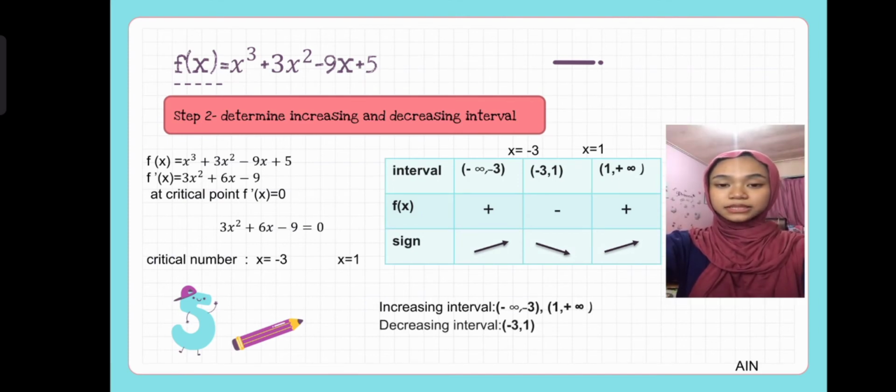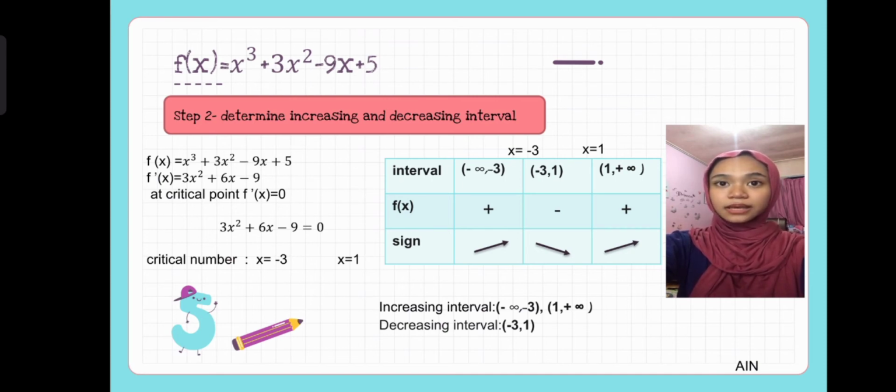Step 2, we use the same example. So f(x) = x³ + 3x² - 9x + 5, and we make a differentiation. f'(x) = 3x² + 6x - 9. At the critical point, f'(x) = 0, and we get 3x² + 6x - 9 = 0. The critical numbers are x = -3 and x = 1.